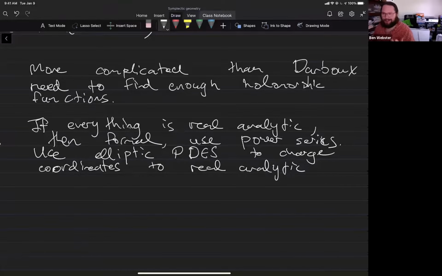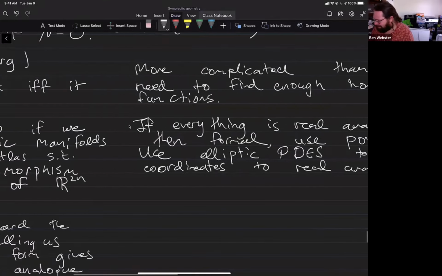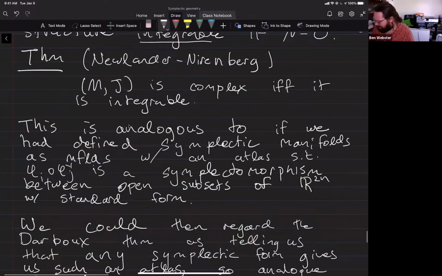I looked up some notes that had a proof of it. It wasn't a long, difficult proof. It was about a page, but it assumed that you were comfortable with the idea of how solutions of elliptic PDEs act. Okay.